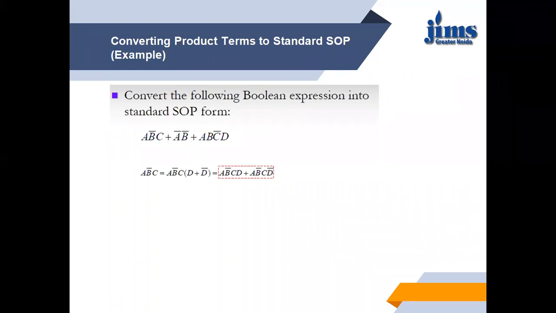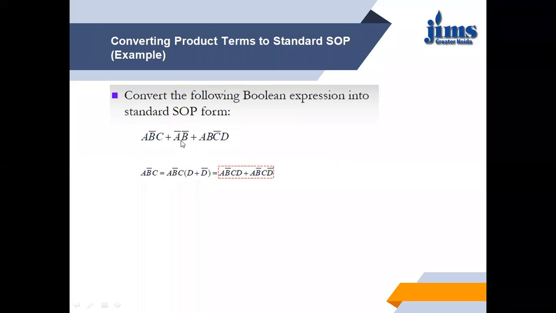Let us take the first term. The first term is A B bar C. So what I do, I multiply it by D or D bar. D or D bar is nothing but 1. So I multiply this term by 1 and I get A B bar C D or A B bar C D bar. So this one term is converted into two terms, and both terms are standard form of SOP because both terms have all four variables.